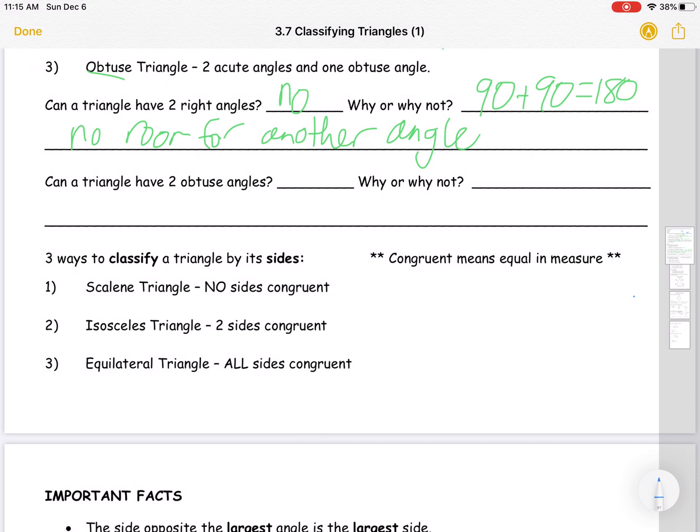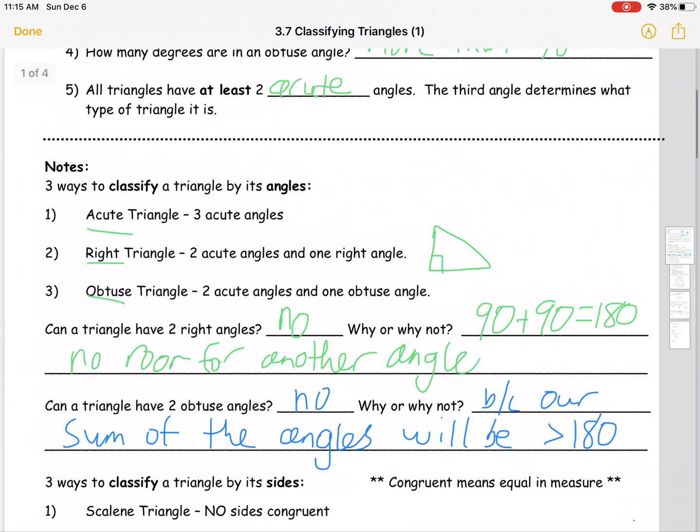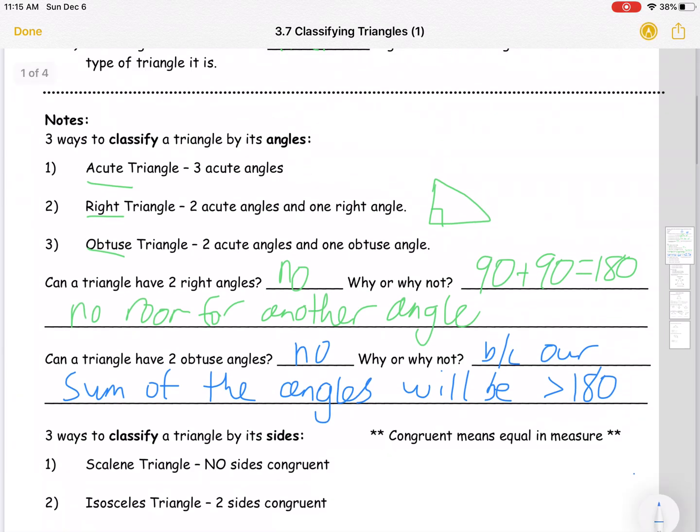Now, can a triangle have 2 obtuse angles? The answer is again no, and the reason is because again the sum of all the angles is going to be greater than 180, and that's no good. Can't have that. Alright? So that's the 3 types of triangles, classifying it by its angles.